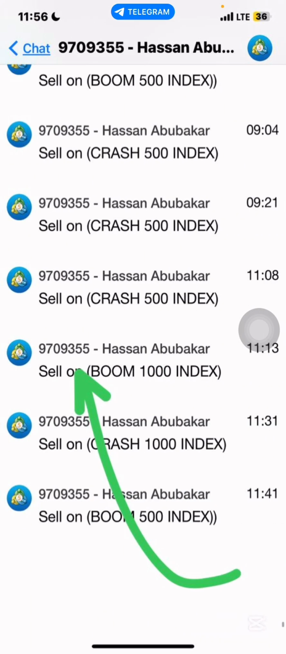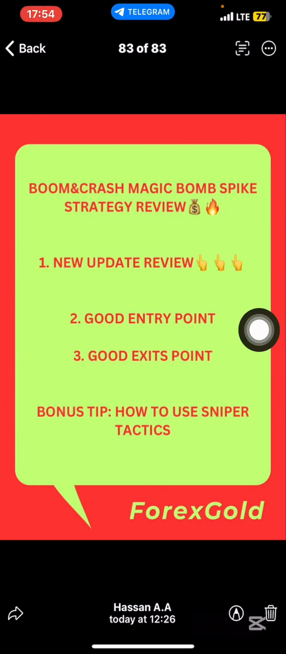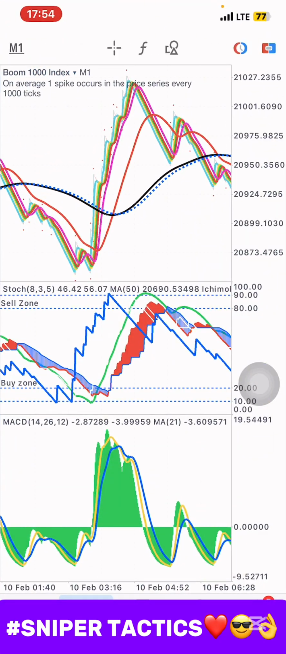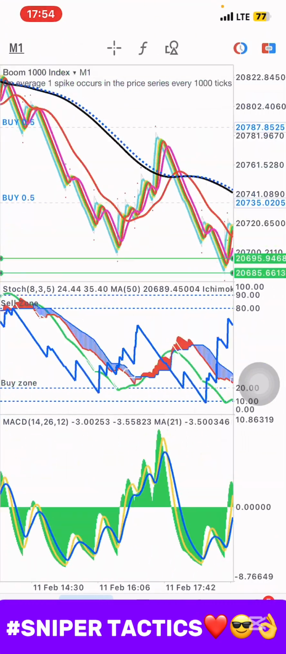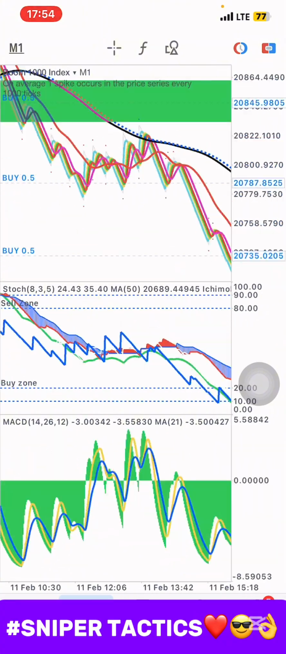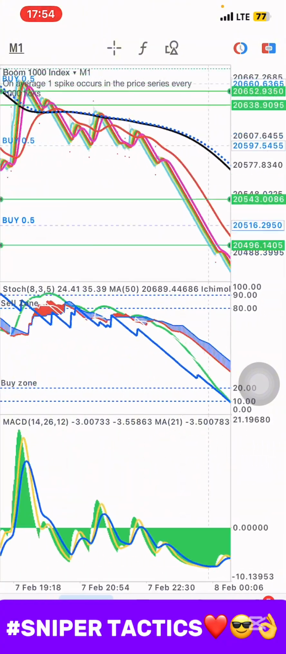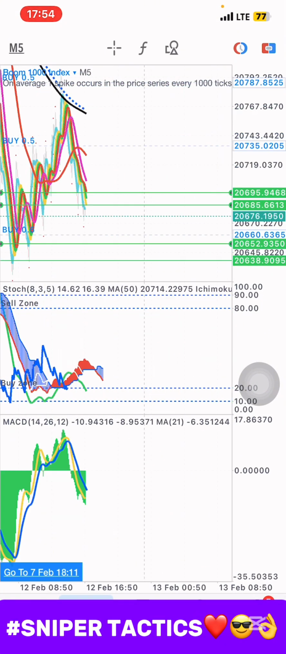So nice to have you now. The last on our list is how to use sniper tactics. So what is sniper tactics? Sniper tactics simply means identifying when the market will produce a change of character for you to either go long or short on a trade. Let me show you an example.